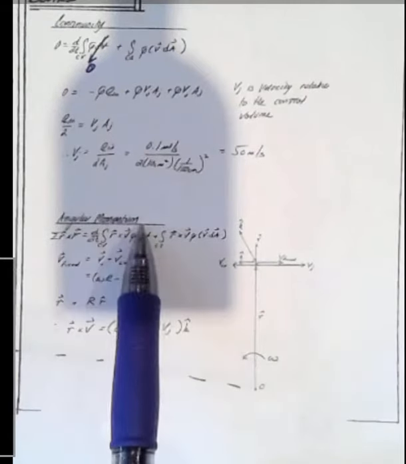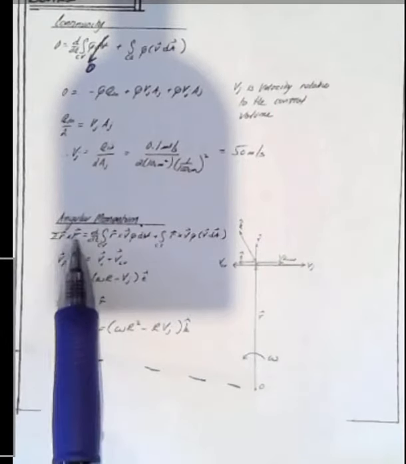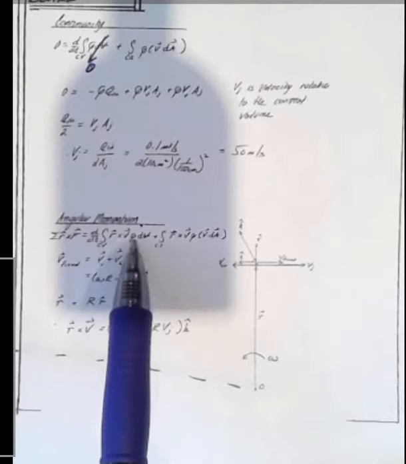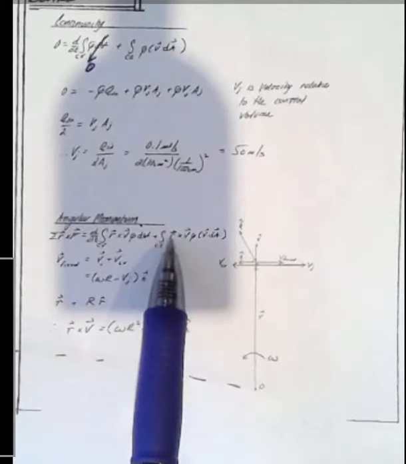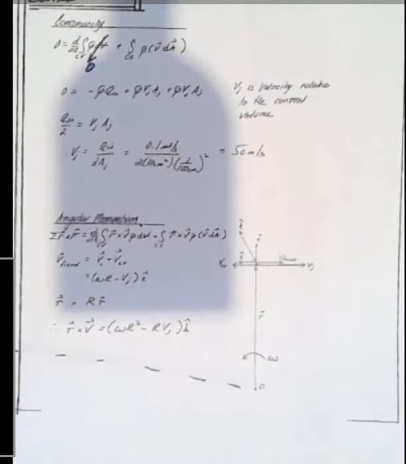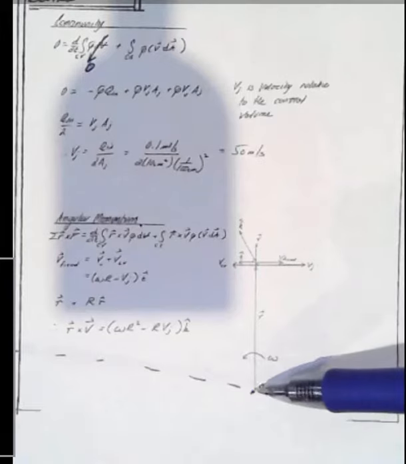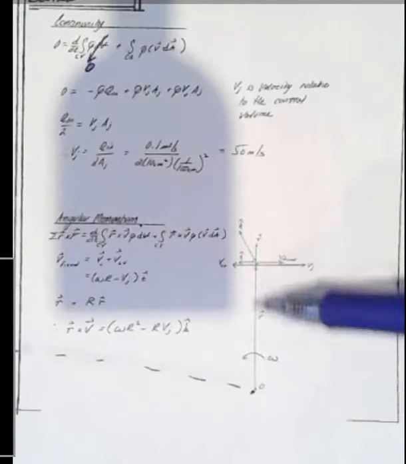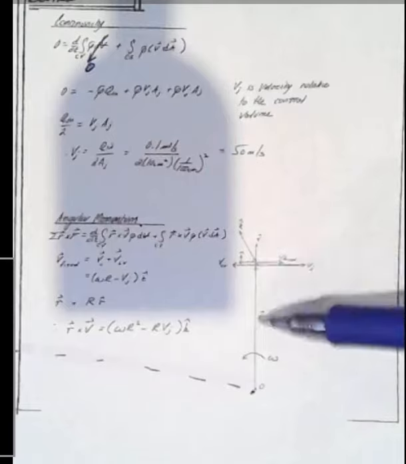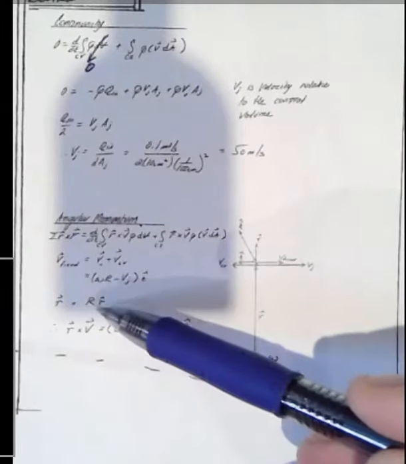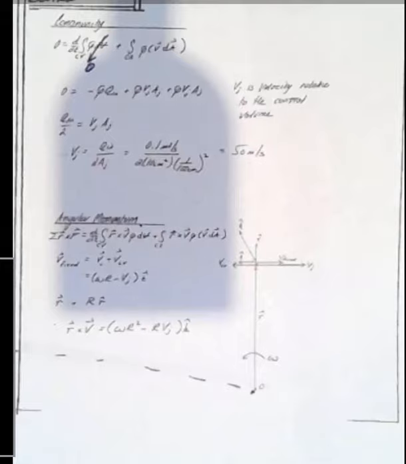Okay, next we're going to apply angular momentum, and we have the sum of r cross F equals d by dt of the integral of r cross v rho dV plus the integral over the control surface of r cross v rho v dot dA. So that's just direct, essentially blind application of Reynolds transport theorem. And we're going to apply the momentum relative to this point where things are rotating. So r, our r vector, is equal to capital R, whatever this length is, in the r direction. So that's what this notation is showing.